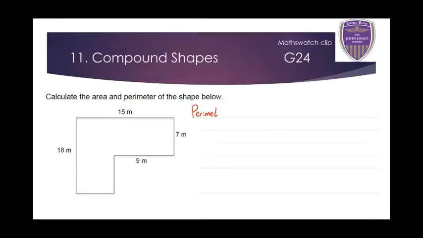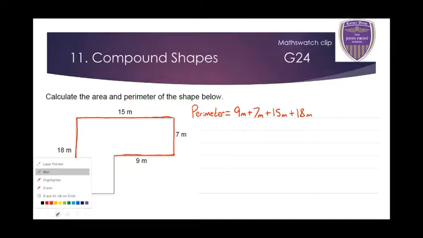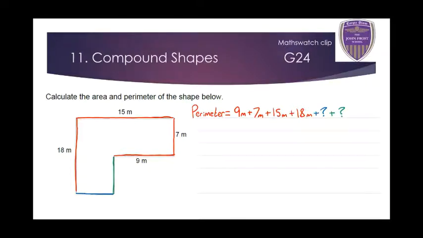The perimeter is going to be equal to all of these sides added up. So we've got 9 meters, so equals 9 meters plus 7 meters plus 15 meters plus 18 meters. And hang on a minute, we're missing 2 sides. We can't solve this yet because we're missing this side, so we need to add a question mark. And there's another side we don't know, so we've got two unknowns.